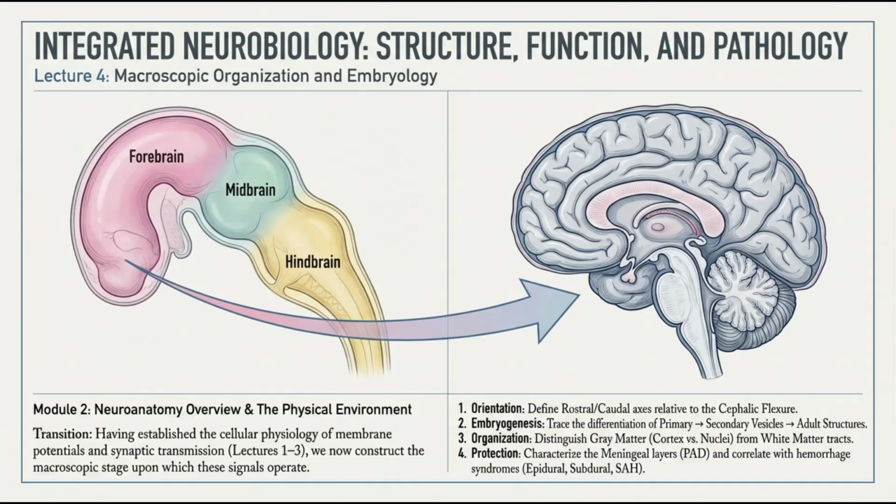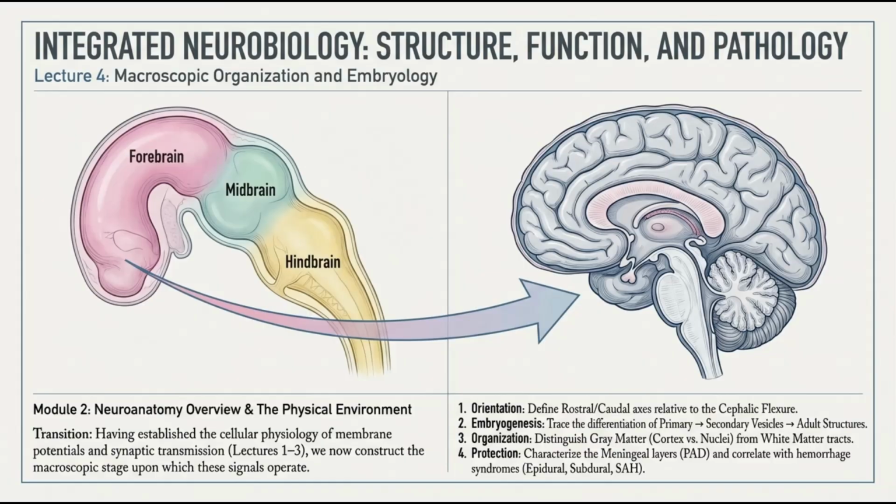So that's our mission statement for this deep dive. We are sketching the mural. We are not going to name every single nucleus in the brainstem today. That will come much, much later. God, no. Today is about the framework. And honestly, for you, for the physician scientist, this framework is absolutely non-negotiable. You cannot localize a lesion, which is the entire point of clinical neurology, if you don't understand the 3D architecture.